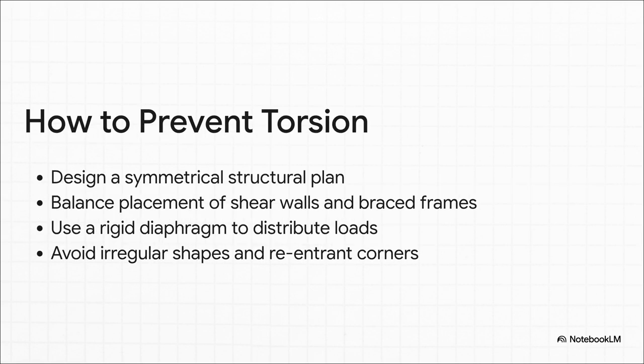So how do we fight back? Well, the solutions are basically the mirror image of the problems. You want to aim for symmetry in your structural plan. Balance your shear walls. A fantastic tool is a rigid diaphragm. Think of it like a super stiff floor or roof that acts like the lid on a shoebox. It forces all the walls to move together and spreads the load out nice and evenly. And, of course, if you can, avoid those tricky shapes.